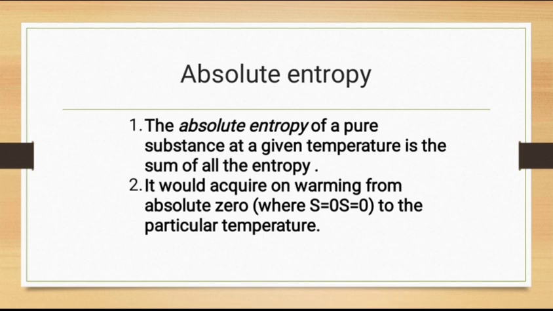And the absolute entropy of a pure substance at a given temperature is the sum of all entropies it would acquire on warming from absolute 0, where entropy is equal to 0, to the particular temperature. And the entropy change of a system due only to a small pressure change for a process near 0 Kelvin may be expressed as delta S is equal to the integration of dS divided by dP at a constant temperature into dP.